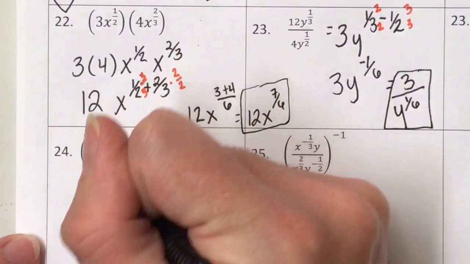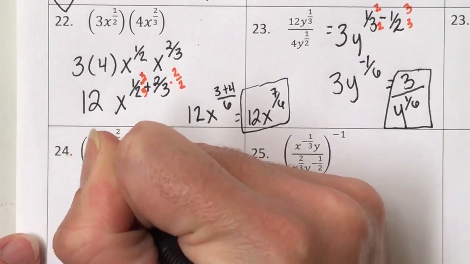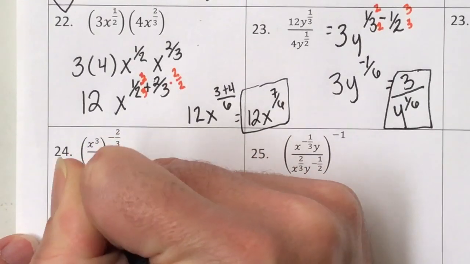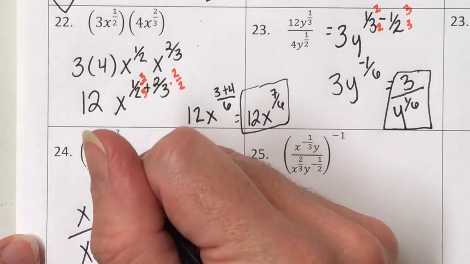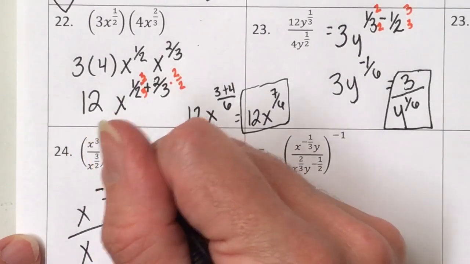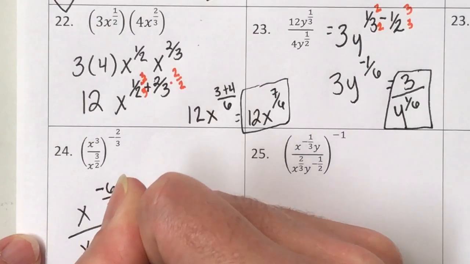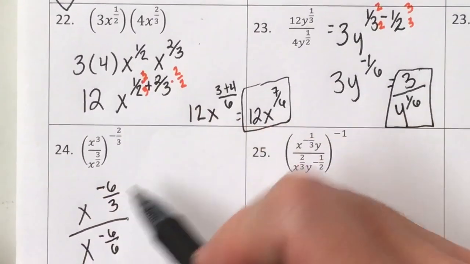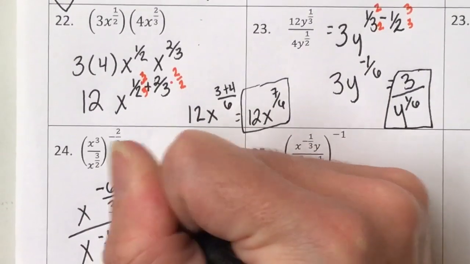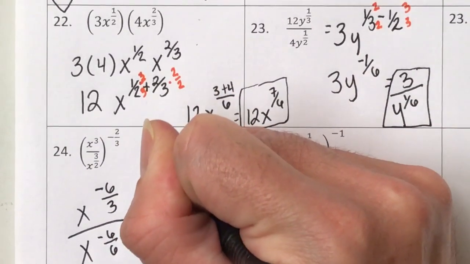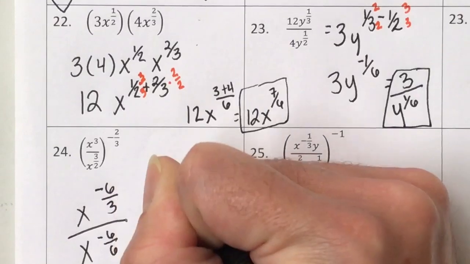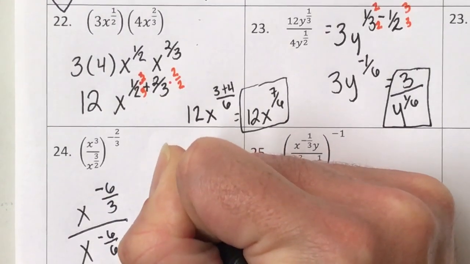So 3 times negative 2/3 is negative 6/3. And then 3/2 times negative 2/3 is negative 6/6. Okay, so let's simplify. So negative 6/3 is negative 2. So x to the negative 2 over x to the negative 1.